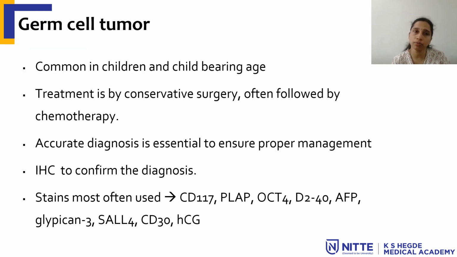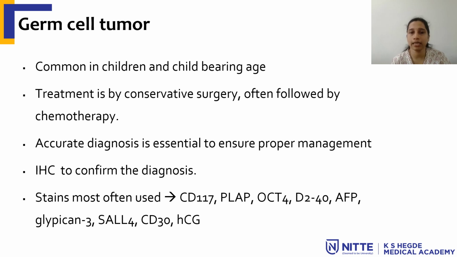So the next set of tumors are germ cell tumors. Germ cell tumors are most common in children or childbearing age, and in this type of tumor the treatment is by conservative surgery because they will be in the reproductive age group. So conservative surgery is the treatment of choice followed by chemotherapy. So accurate diagnosis is very essential in giving proper management for germ cell tumor because of the age group.